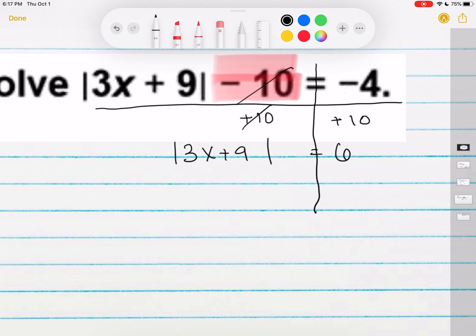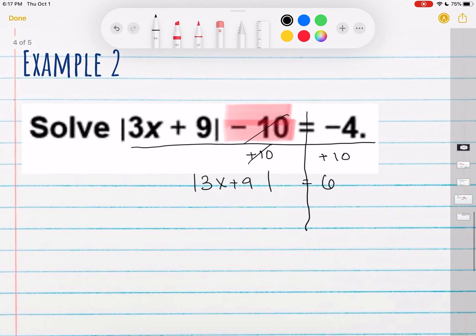Now, this is a really good point. If you look at this problem, you might have noticed that right now this was equal to a negative number, but you don't want to jump to the conclusion that it's no solutions just yet. You can only do that if there's just the absolute value on the one side of the equation, and its absolute value equals a negative. But if there's an absolute value plus or minus or times or divided by anything else, you've got to make sure to solve for the absolute value, so it's just the absolute value on that side, and then you can evaluate if there's no solutions or if you need to solve for some solutions.